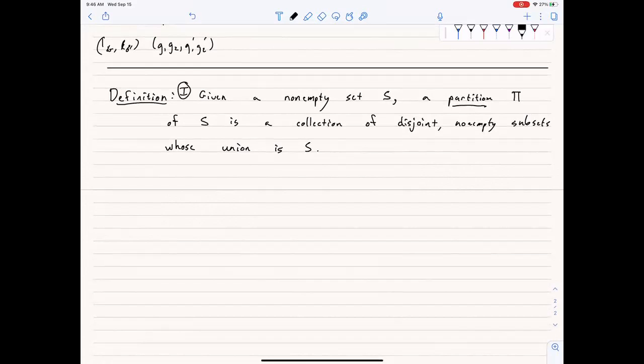There are some examples. A partition of the integers would be the evens and the odds. That's a partition. Two non-empty subsets, and every integer is one of the two. So their union is everything, and they don't overlap.